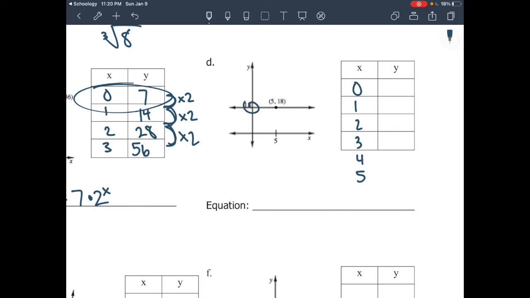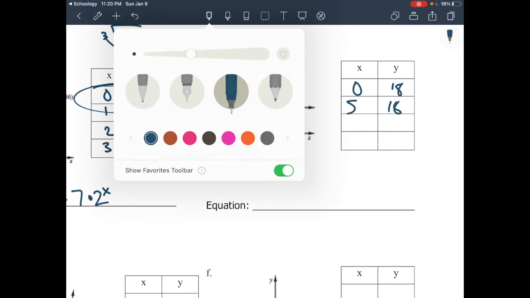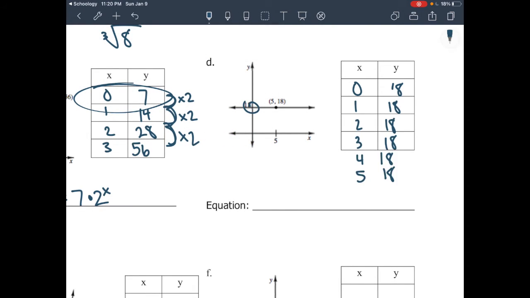So at 0, it's at 18. But then at 1, it's 18, 2, it's 18, 3, it's 18, and so on. So you could skip all the way down to 5 and not even make more places in your table. Or you could just put it in as like up here, just pop it in as 5 in here, however you want to do it. But the real goal here is to figure out the equation.